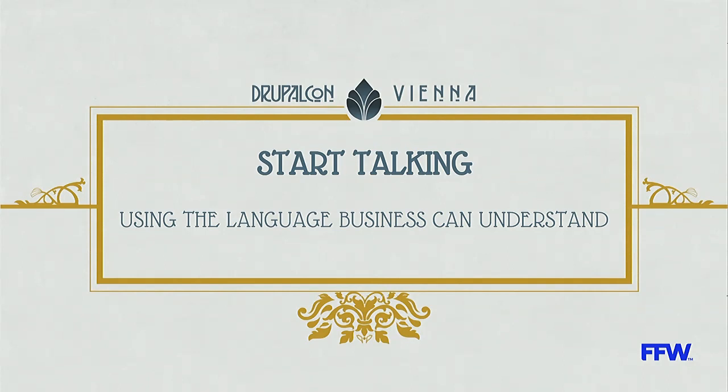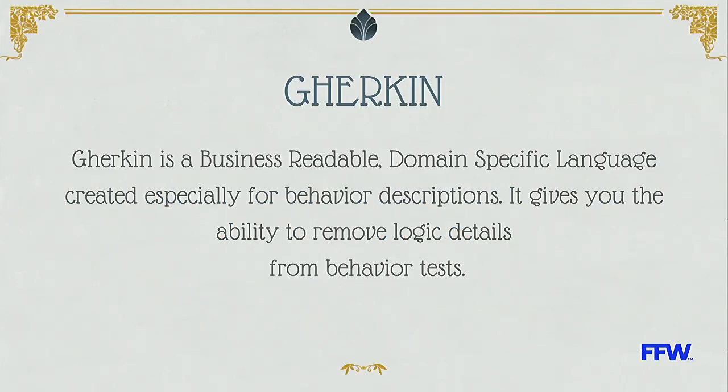And here comes the QA part, where we should start talking to the business, start gathering business requirements, and help the client and the business to speak more easily with the developers and the team that we are working with. How do we do this? We do this with one language called Gherkin. Gherkin is a business-readable, domain-specific language created specially for behavior description, which gives you the ability to remove the logic details from the behavior tests. So what we need here is a language that describes what has to be done, but without the coding specifics and details that could make our life harder.